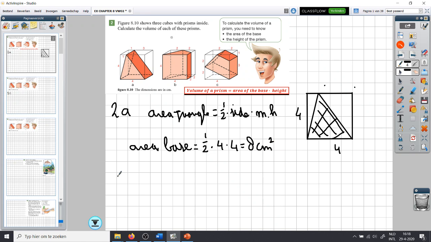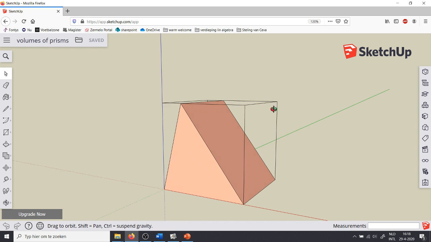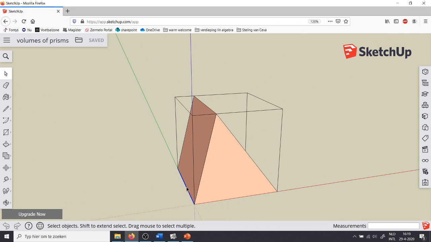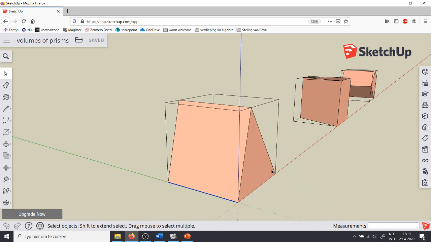Now what's the volume of the prism? That's going to be the area of the base, so that's 8 times the height. What is the height here? Let's go to 3D again. The height is the lateral edge that connects one base to the other, the top face. So this is the height, this is the height, this is the height. They all have the same dimension, right?